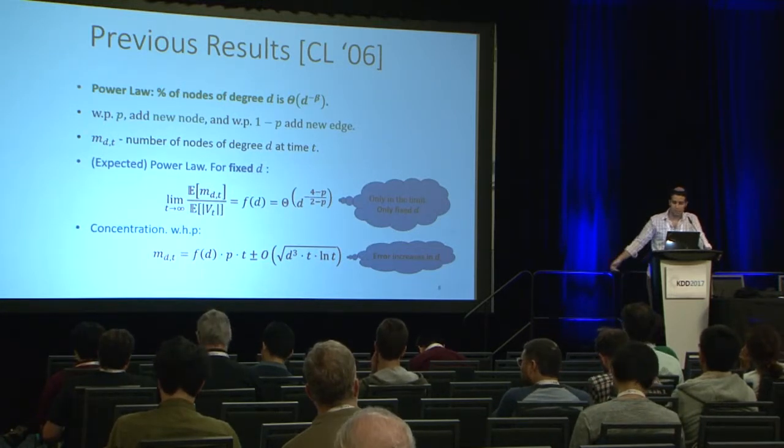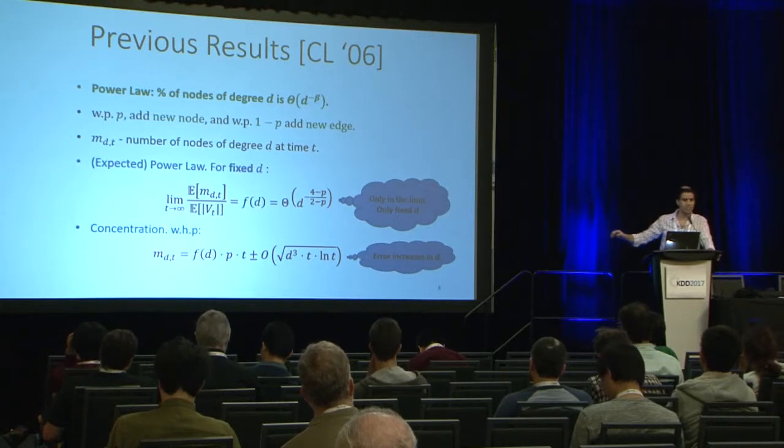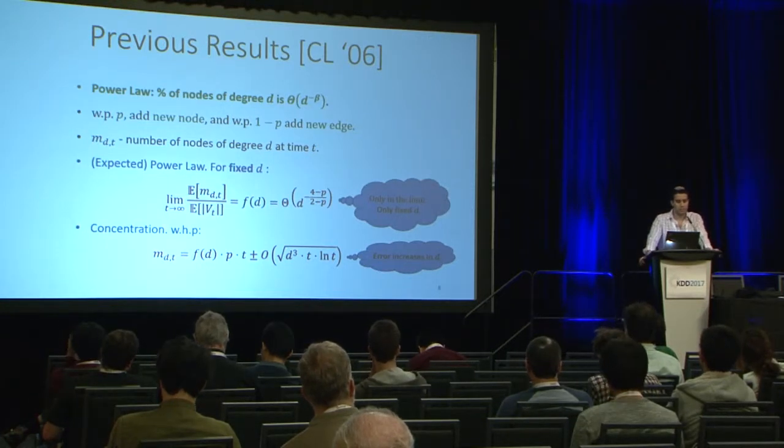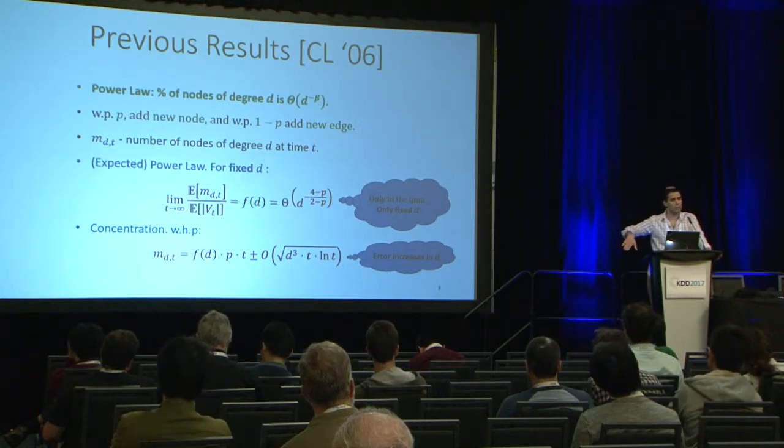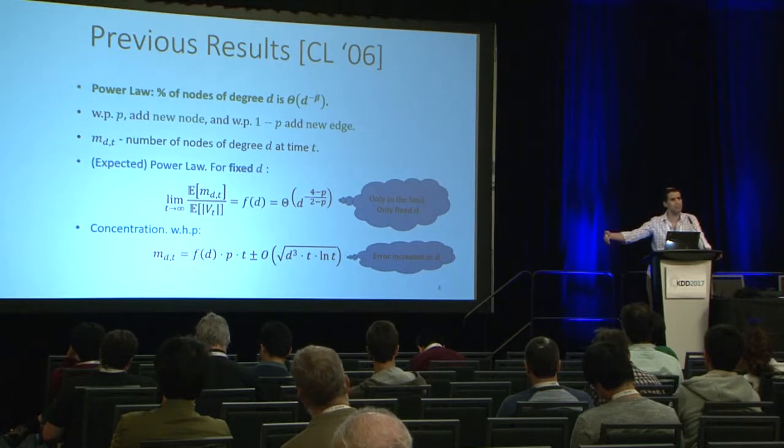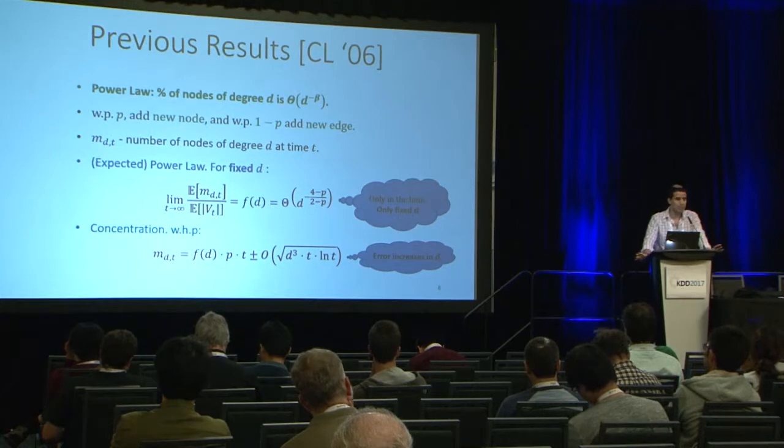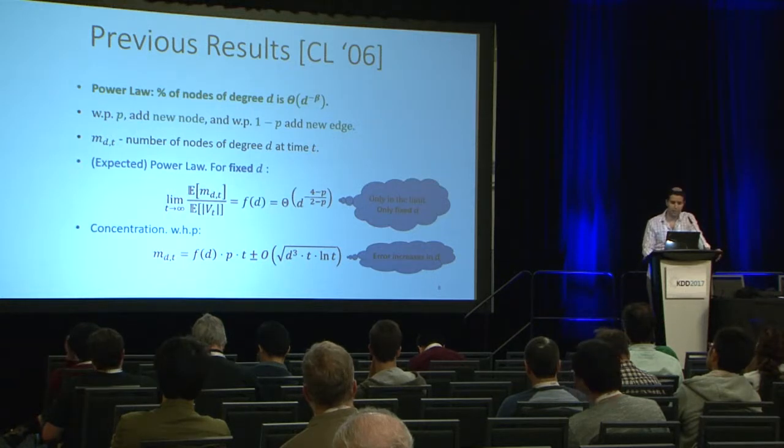And the error term seems to increase in d, which is very weird because we expect the number of nodes of degree d to go down with d. Okay, that's the power law, right? As we look at higher and higher degrees, we have less and less nodes of that degree. So it's a bit funny that the error term actually increases in d. So maybe we can improve that as well. So these are the results.